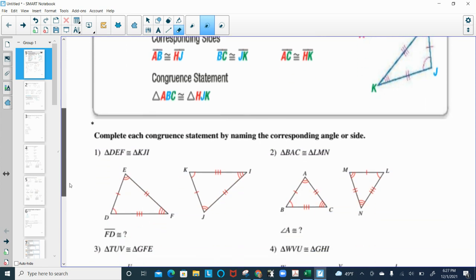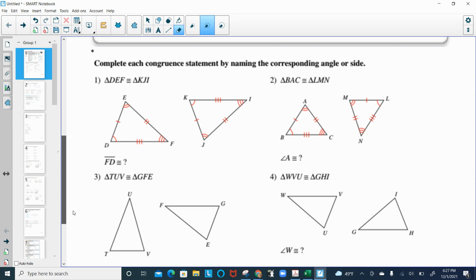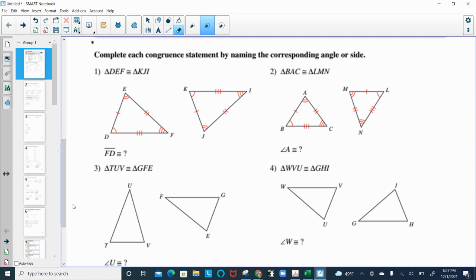So coming down here and looking at the activities in numbers 1 and 2, you can see that they have already put the markings, the arcs and the tick marks, onto the triangles. And what they're asking us for is right here. They want us to look for FD. Now that is a side of a triangle.